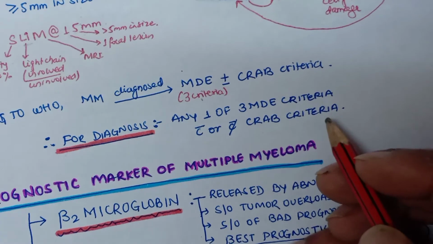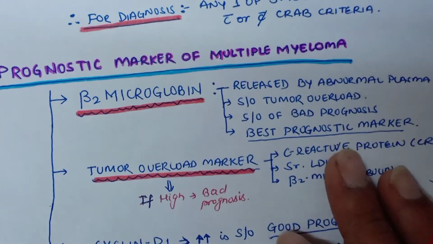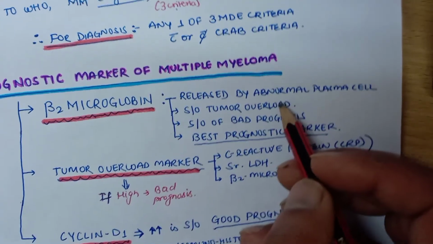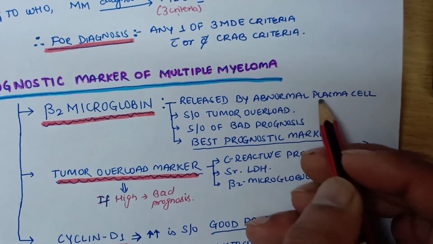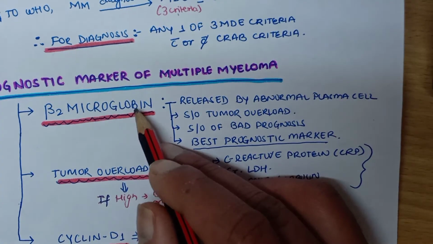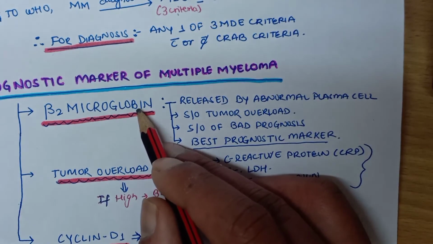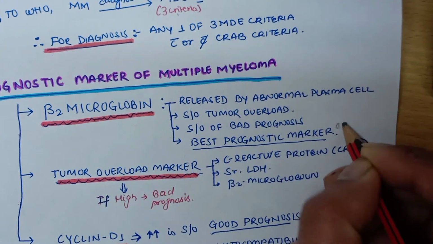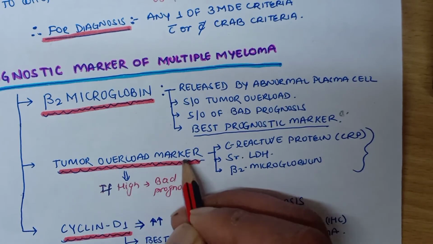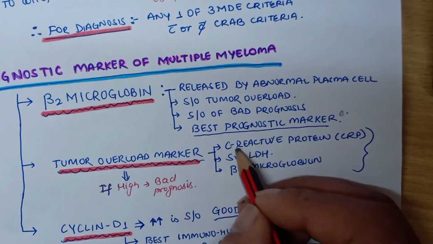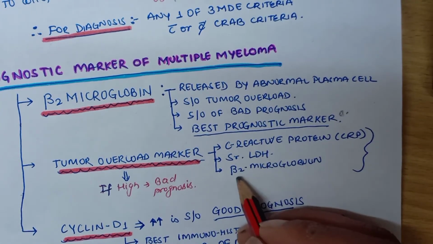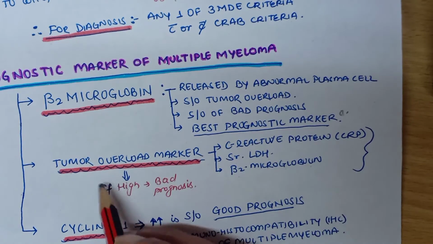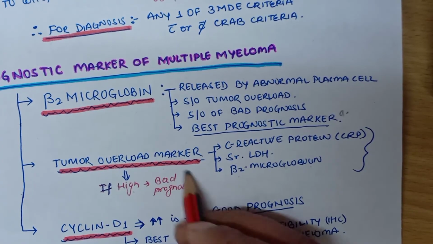Now, what are the prognostic markers of multiple myeloma? Beta 2 microglobulin is released by abnormal plasma cells, which is suggestive of tumor overload, and this will suggest a bad prognosis. So beta 2 microglobulin is the best prognostic marker. What are the tumor overload markers? The tumor overload markers are C-reactive protein, serum LDH and beta 2 microglobulin. When these tumor overload markers are high, they will have bad prognosis.